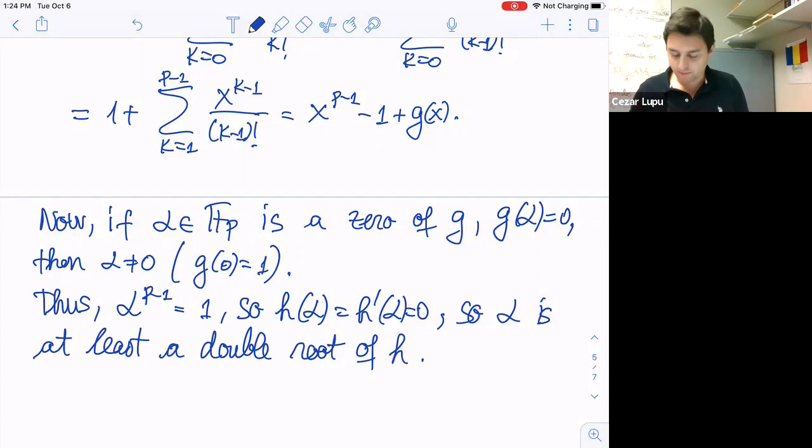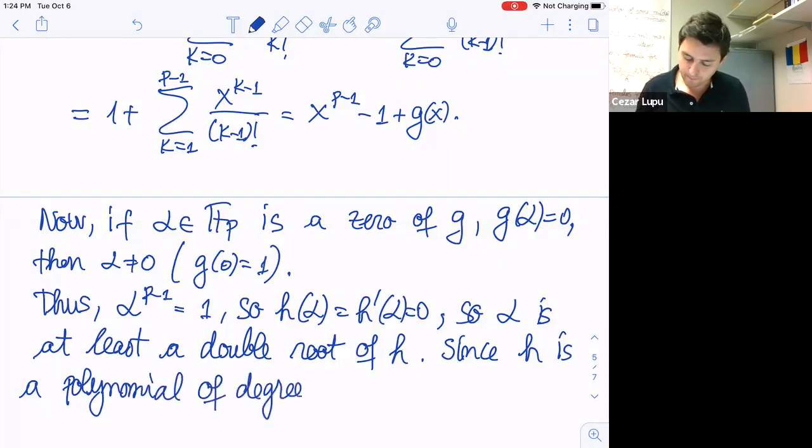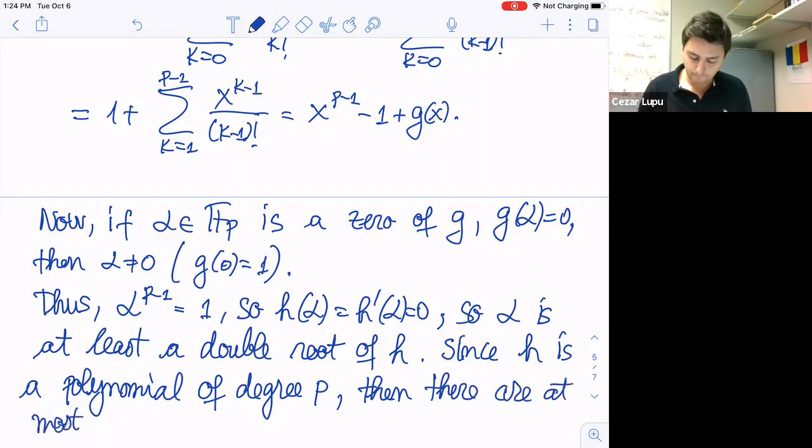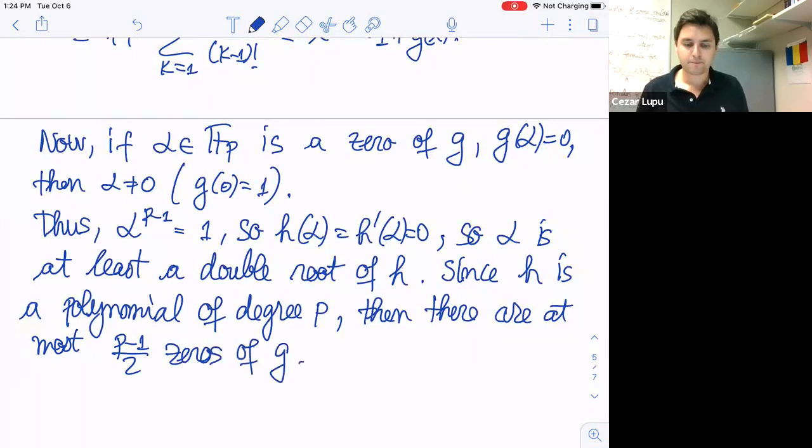Well, since H is a polynomial of degree P, then there are at most (P minus 1) over 2 zeros of G in F_P, and that's it.